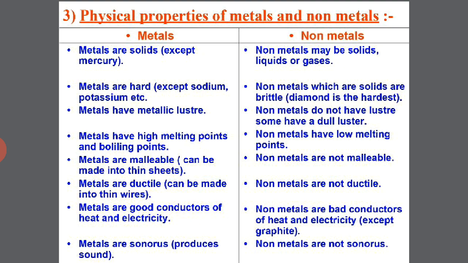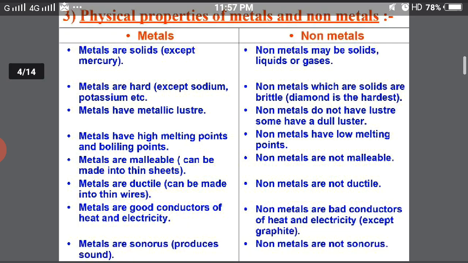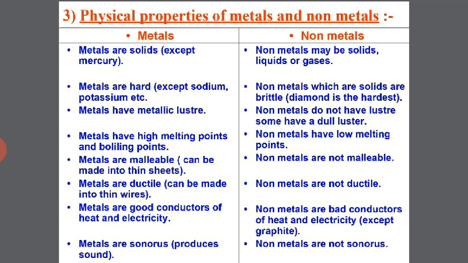Metals have metallic luster. Non-metals do not have luster; some have dull luster. Luster means most metals have shine, but this is not the case with non-metals. They do not have any shine or are very dull in appearance. Metals have a high melting point. In comparison, non-metals have low melting point as well as boiling point.